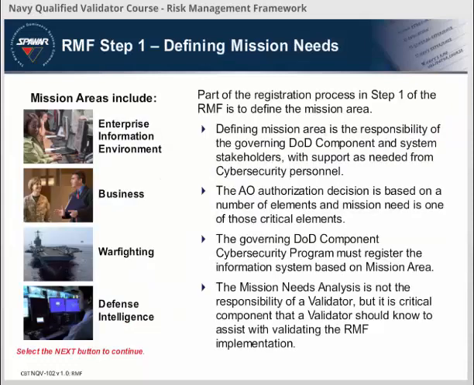Part of the registration process in Step 1 of the RMF is to determine the mission area. Defining mission area is the responsibility of the governing DoD component and system stakeholders, with support as needed from cybersecurity personnel. The AO authorization decision is based on a number of elements, and mission need is one of those critical elements. In Step 1 of the RMF, the governing DoD component cybersecurity program must register the information system based on mission area. The mission needs analysis is not the responsibility of a validator, but it is a critical component that a validator should know to assist with validating the RMF implementation.